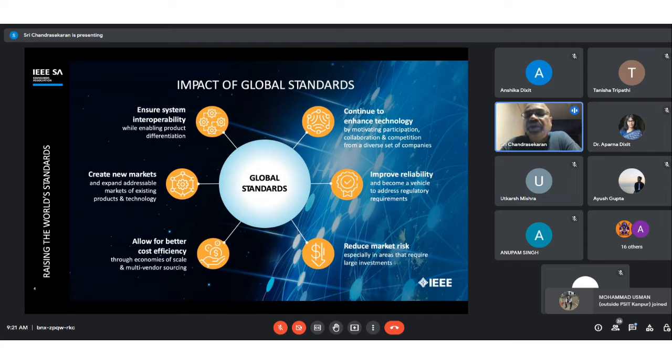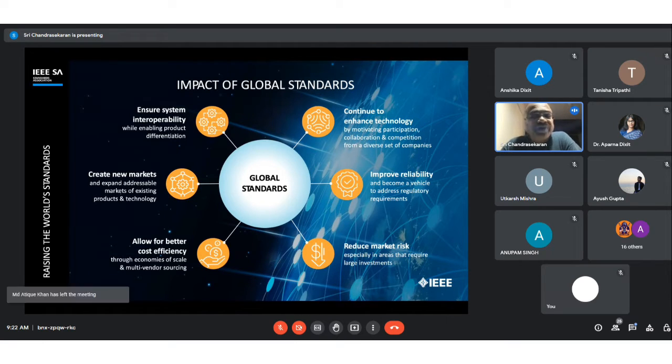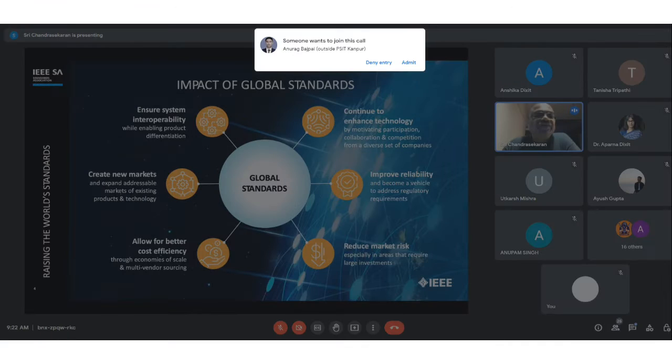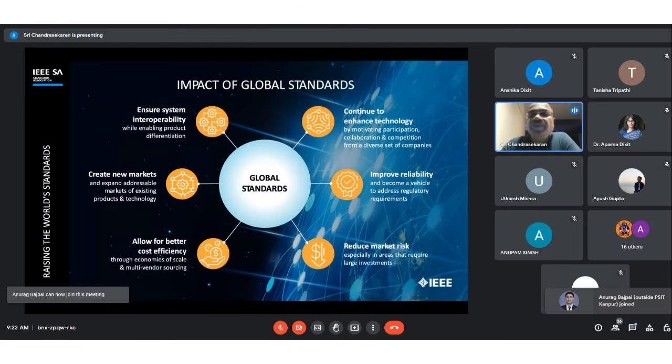And the reason for that is once you have a standard, the market size increases. It creates new markets. People can now develop products to the standard, and they can innovate on the application. And so there are more suppliers who want to comply to the standard and provide to the overall system. And once you have that competition, the cost comes down, and it allows for better cost efficiency. But more importantly, apart from cost efficiency, the economics of it, and system interoperability, what you need to understand is that standards give confidence to the consumer, and that's critical.